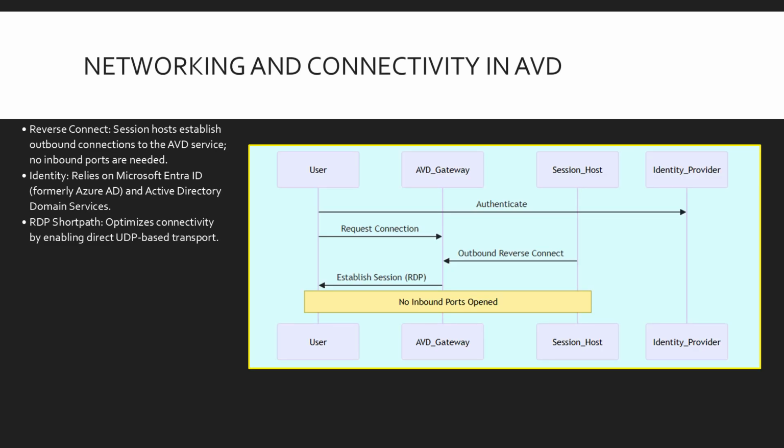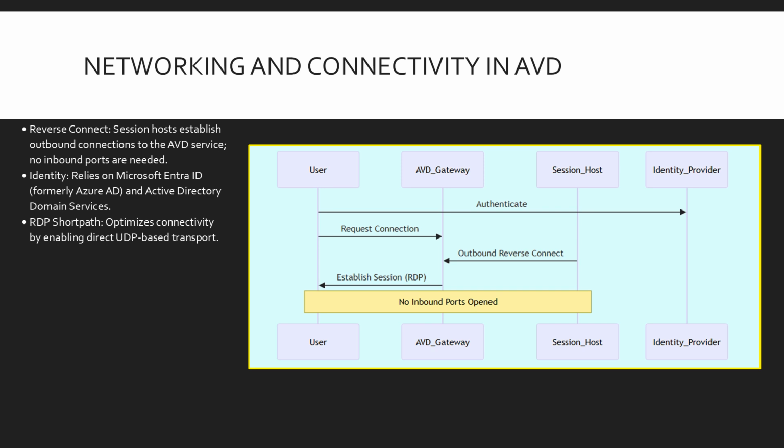Networking in AVD is designed for security and performance. A key feature is reverse connectivity. The session hosts establish an outbound connection to the AVD management plane, meaning you do not need to open inbound ports like 3389 on your firewall. Identity management is handled through Microsoft Entra ID and Active Directory domain services. For performance, AVD supports RDP shortpath, which improves reliability and latency by creating a direct UDP flow between the user and the session host. Proper DNS configuration is critical to ensuring these components can communicate effectively.